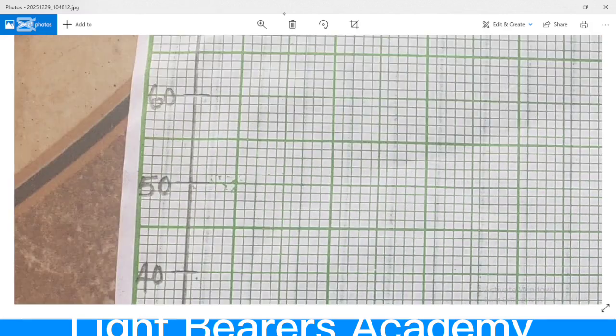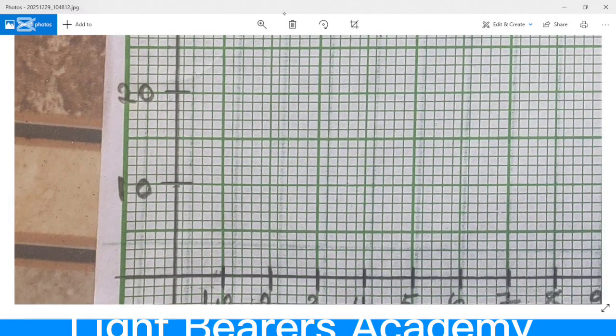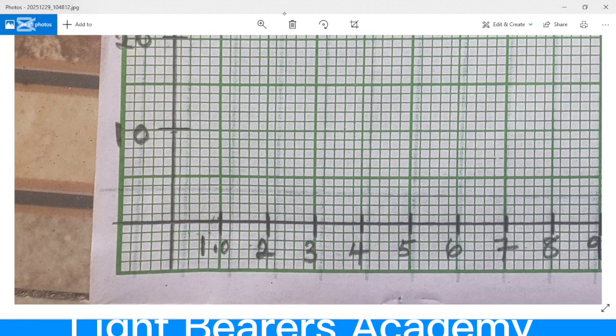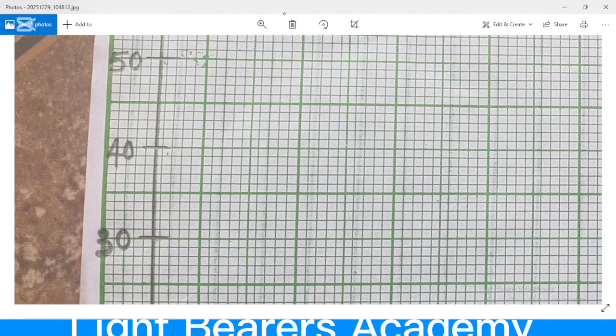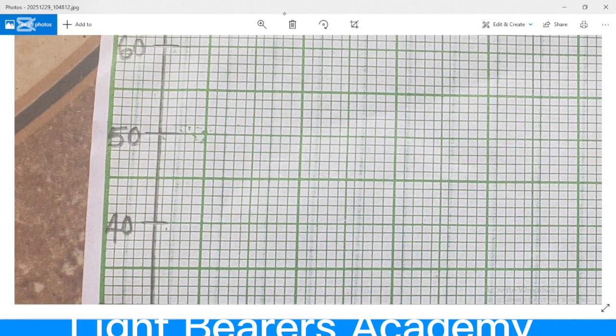For H axis, I said let 2 units represent 10 centimeter. Remember, each box is 1 unit. So we have here 2 units for 10 centimeter. So we have 10, 20, 30, 40, 50, 60, 70, and what? 80.